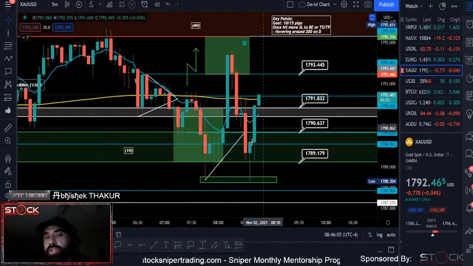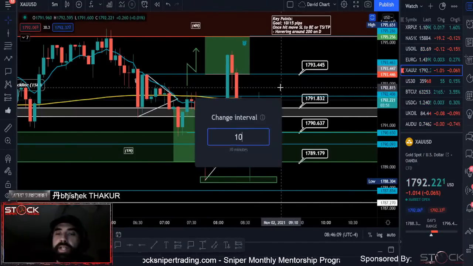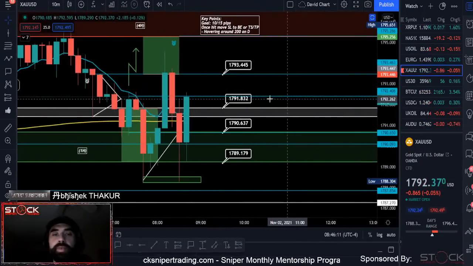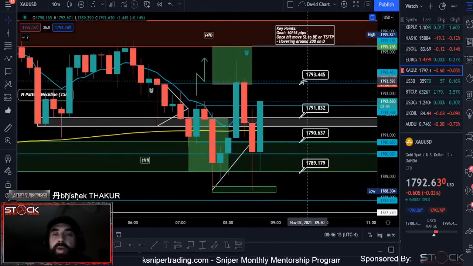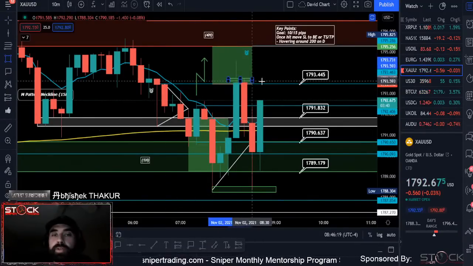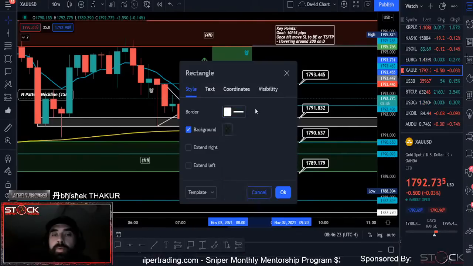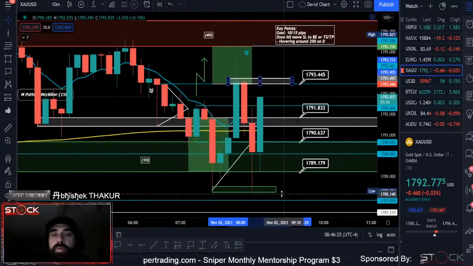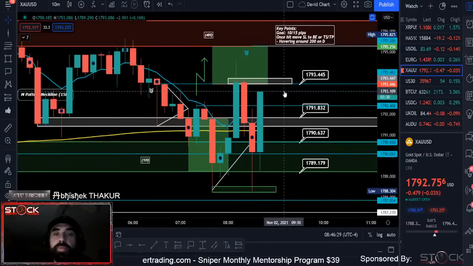We have a potential starting of a formation here, guys. This could be a double bottom. All right, let's check it on the 10 minutes. Yep, bottom wick here, guys. 1793, same area for the neckline break. This is the neckline on gold, guys. 1793.5.